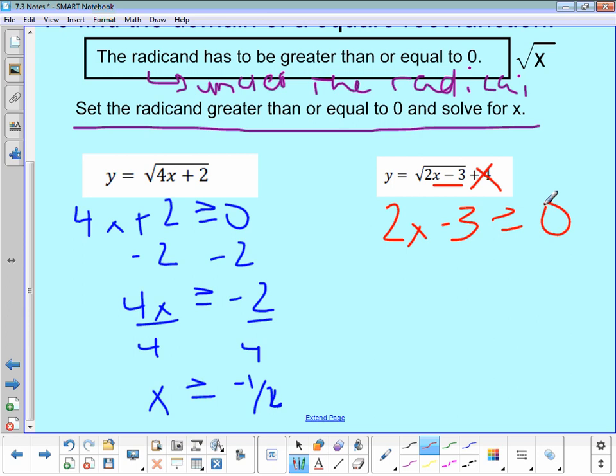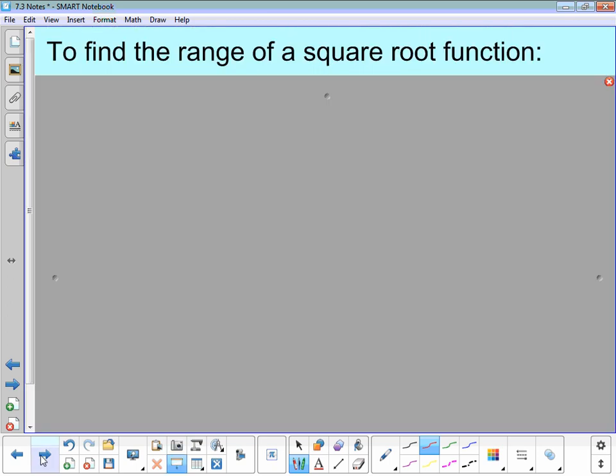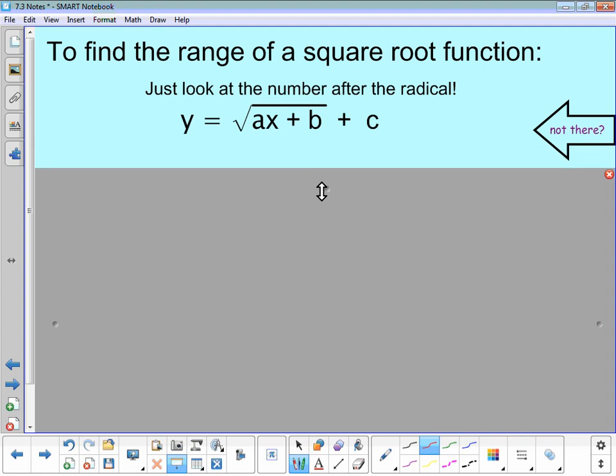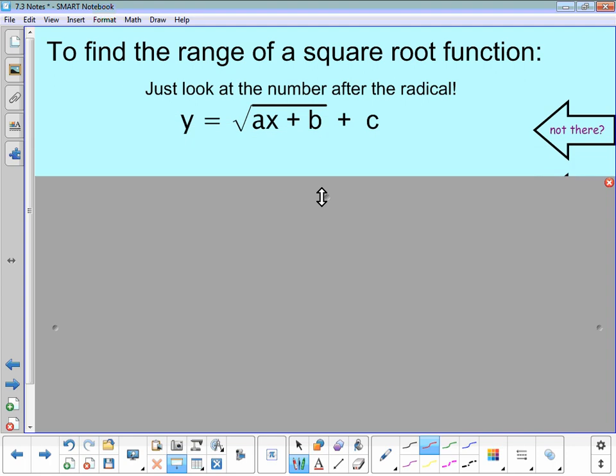Let's take a look at finding the range. If we wanted to find the range of a square root function, that means that we need to now take a look at the starting point. To find the range of a square root function, we need to look at the number that's behind the radical. So what happens when we are outside of that radical? That c is going to be our range.